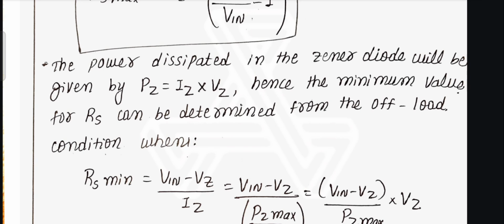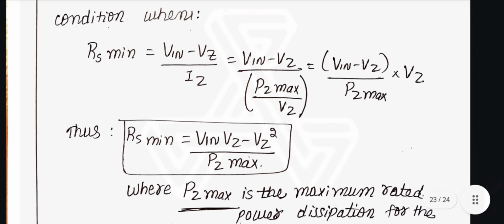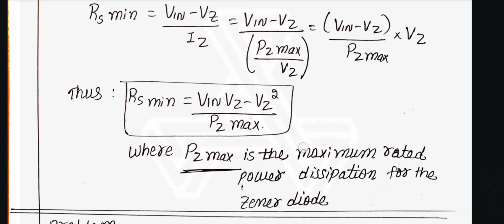Hence, the minimum value for RS can be determined from the off-load condition. RS minimum is equal to Vin minus VZ by IZ, which is Vin minus VZ by PZ max by VZ. That is Vin minus VZ into VZ by PZ max. RS minimum is equal to (Vin VZ minus VZ squared) by PZ max, where PZ max is the maximum rated power dissipation for the Zener diode.